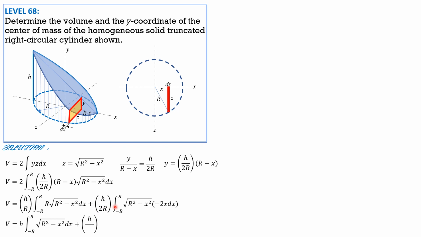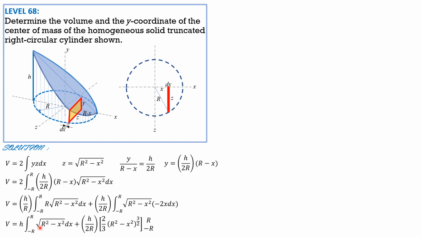Then for this part, this is h over 2r, then 2/3, reciprocal of 3 halves, u, r squared minus x squared to the 3 halves from negative r to r. If we substitute the lower and upper limits here, r squared minus upper limit r squared is 0. Lower limit r squared minus negative r squared is also 0. So the whole of this is 0. So let's focus on this.